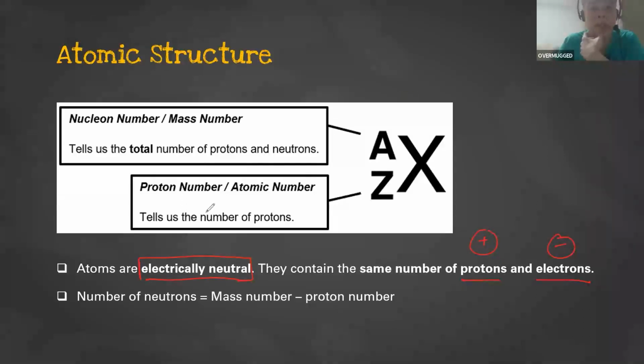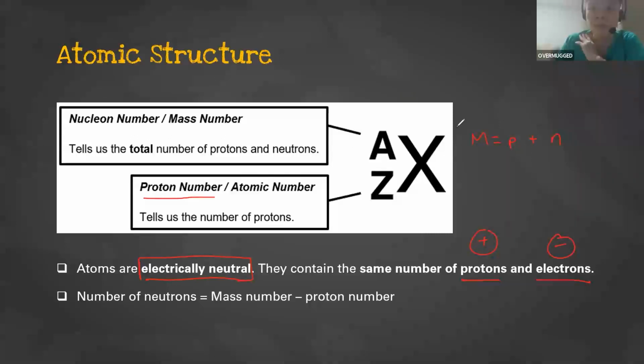Your mass is made up of protons, right? Your proton number cannot be greater than the mass number. So hopefully that clarifies the question. I will go into isotopes in a bit.